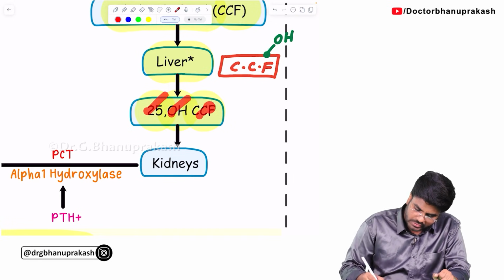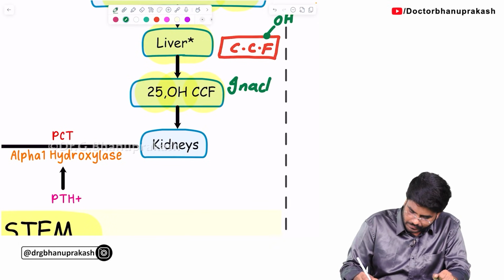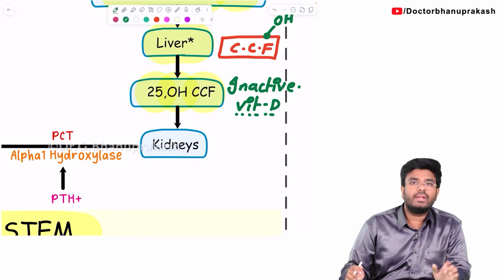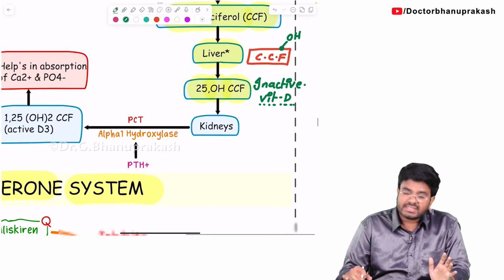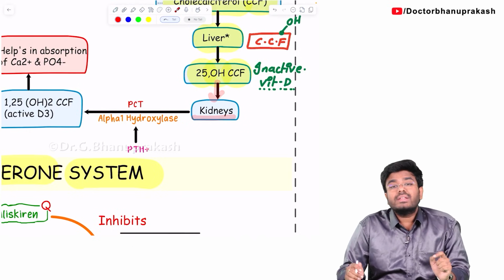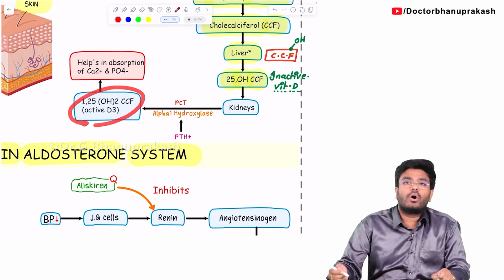So 25 hydroxy cholecalciferol. So what is this, guys? This is the inactive form of vitamin D. And where is it getting stored? In the liver. Now, whenever there is a need, this inactive vitamin D, where will it go? It will go to the kidneys. And what is happening in the kidneys? The inactive vitamin D is converted into the active form.